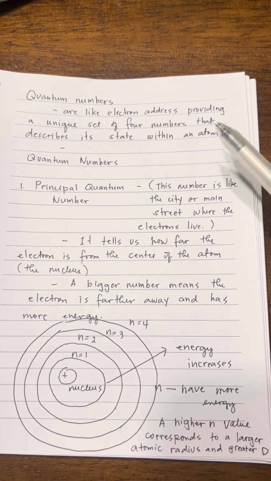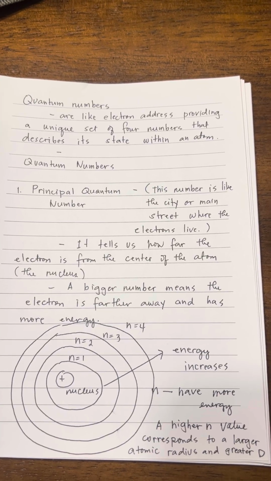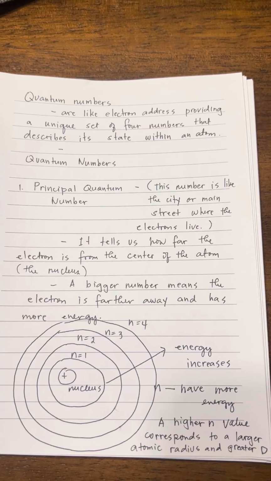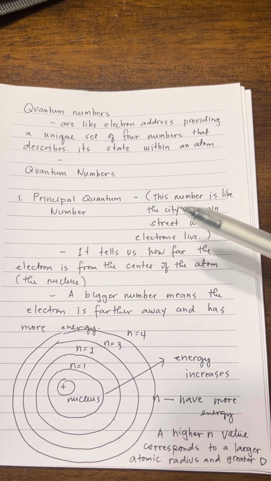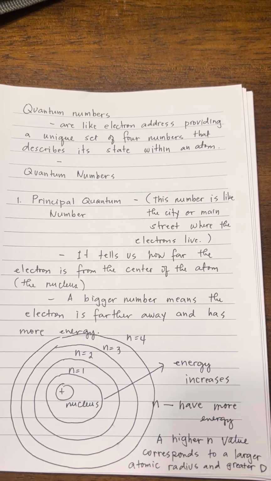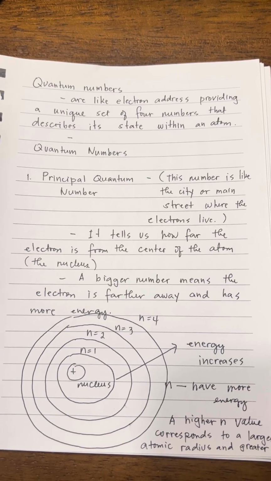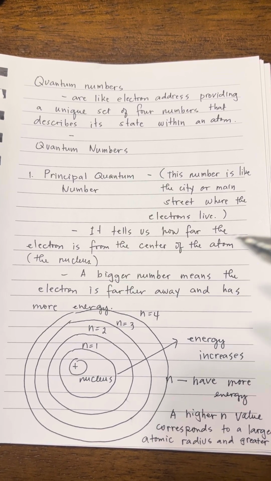Quantum numbers are like an electron's address, providing a unique set of 4 numbers that describe its state within an atom. There are 4 quantum numbers. The first one is the principal quantum number. This number is like the city or main street where the electrons live. It tells us how far the electron is from the center of the atom, or the nucleus.